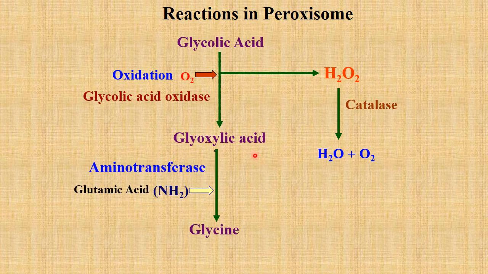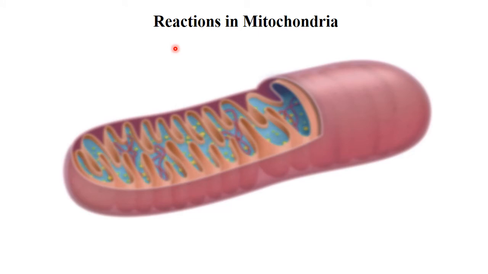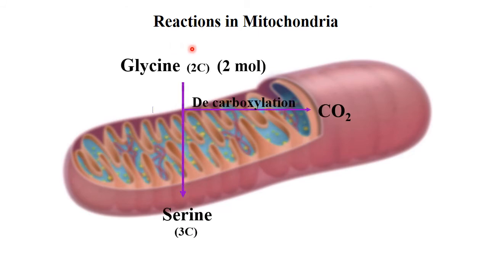This glyoxylic acid is converted into glycine through the addition of glutamic acid and with the help of the enzyme aminotransferase. During this process, alpha-ketoglutaric acid is released. This glycine enters into the next cell organelle, which is mitochondria. Next, the reactions in mitochondria.